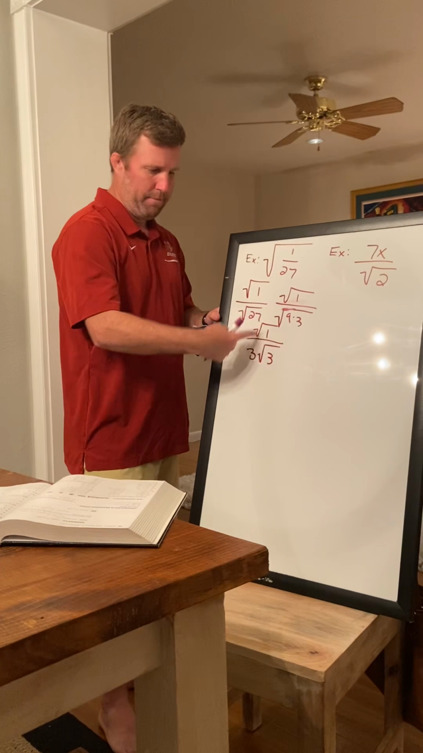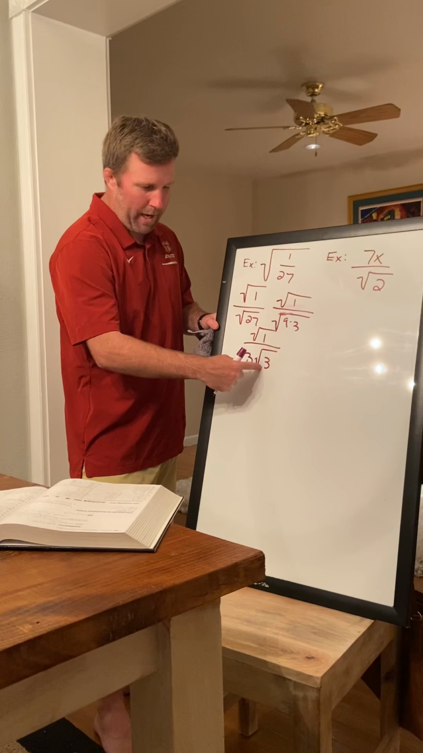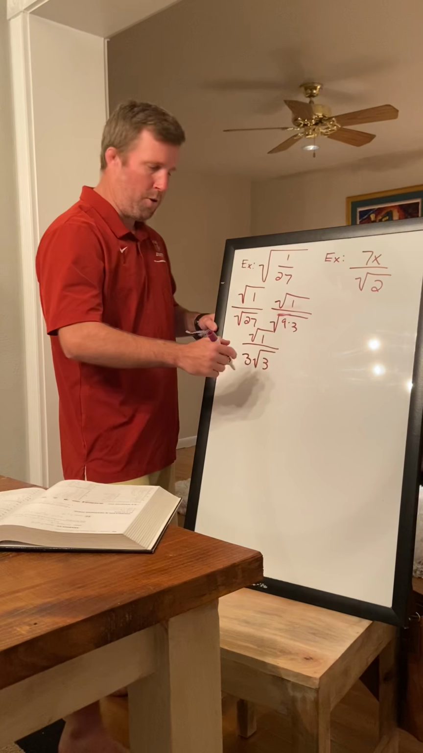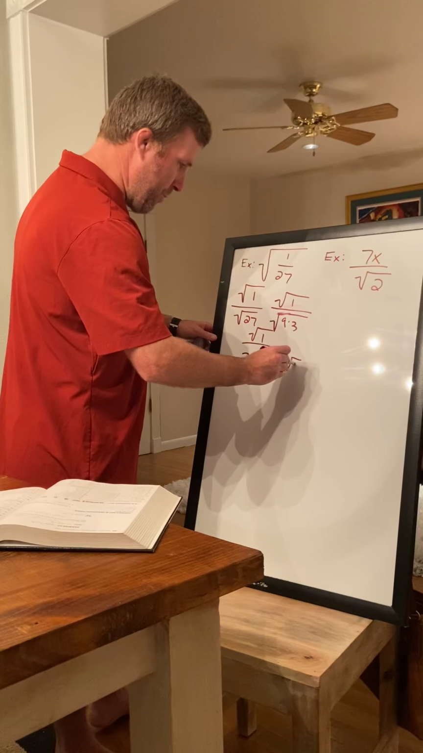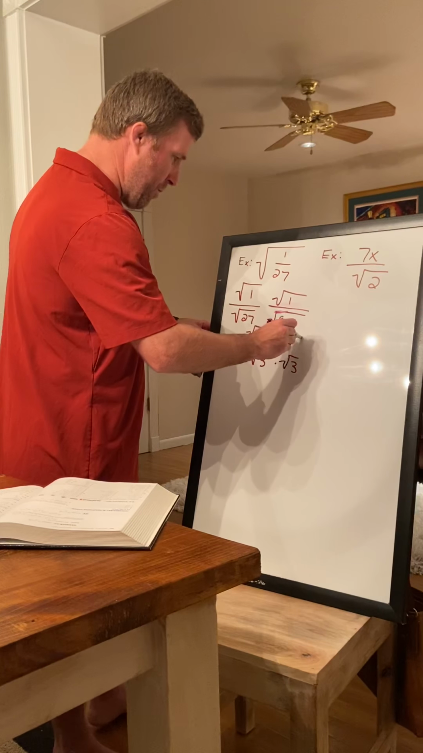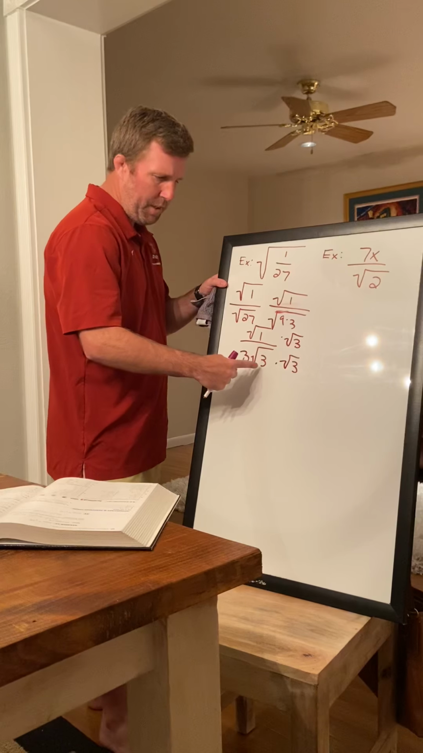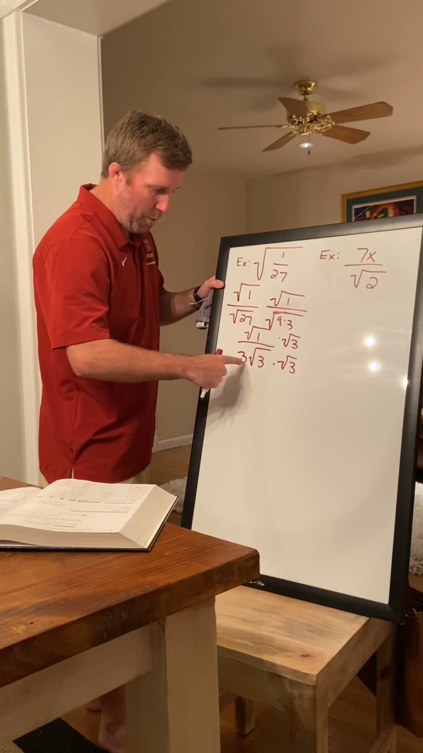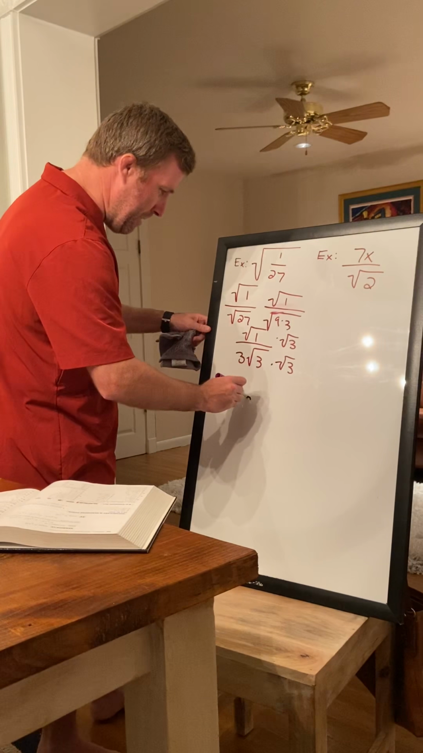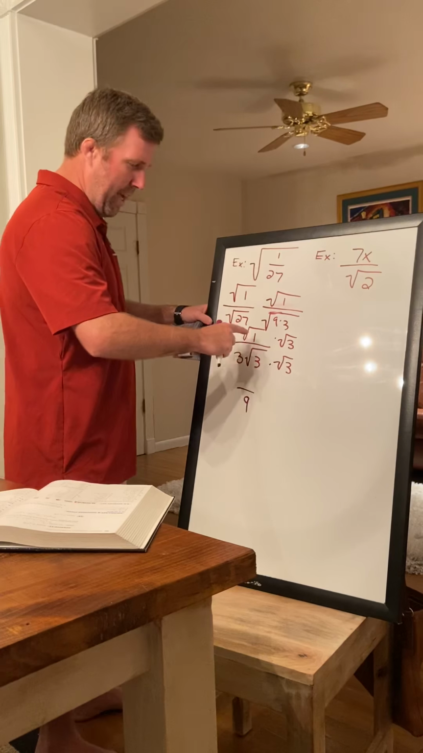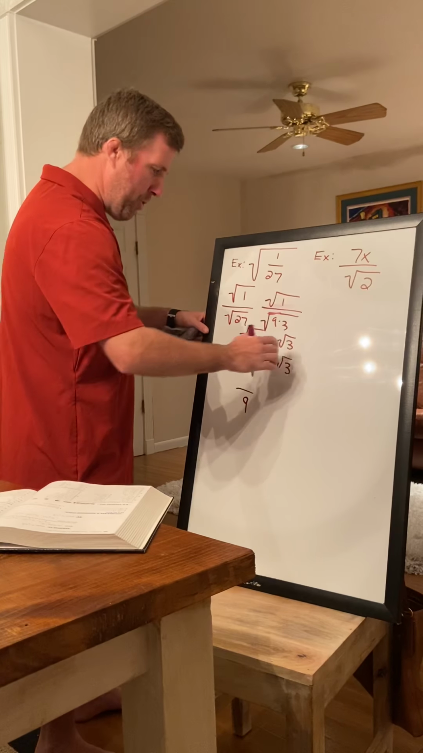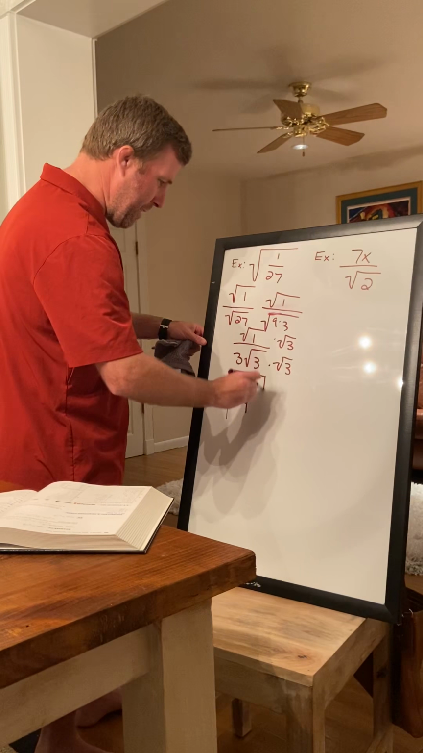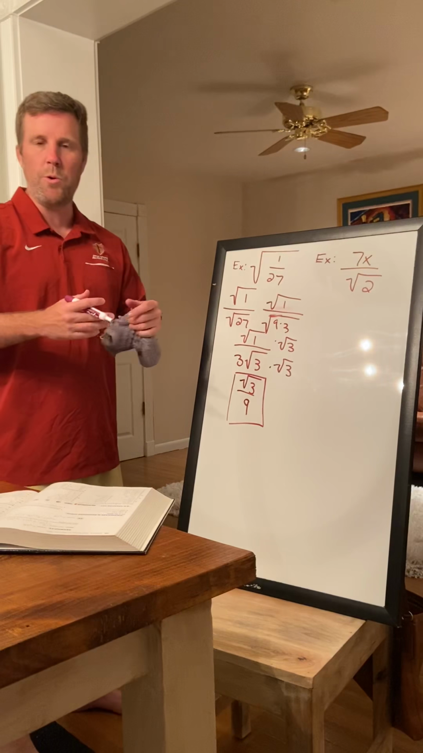So now I'm here. And now we need to multiply by this square root of 3 to the denominator and the numerator. Times the square root of 3. Times the square root of 3. The square root of 3 times the square root of 3 is 3. 3 times this 3 is 9. And the square root of 1 times the square root of 3 is the square root of 3. Final answer, square root of 3 over 9.